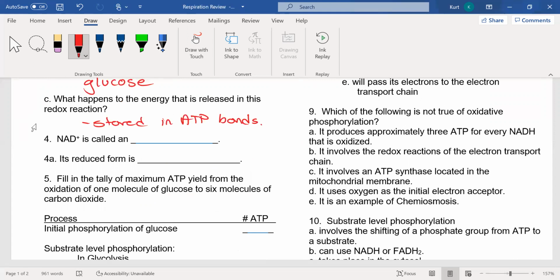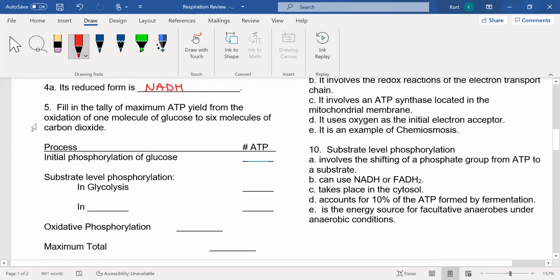NAD plus is called an electron carrier. Its reduced form is NADH. Fill in the tally of maximum ATP yield from this oxidation of 1 molecule of glucose to 6 molecules of carbon dioxide. Initial phosphorylation of glucose, -2. Remember, initial glucose is being phosphorylated. It's gaining phosphate. ATP is losing them.